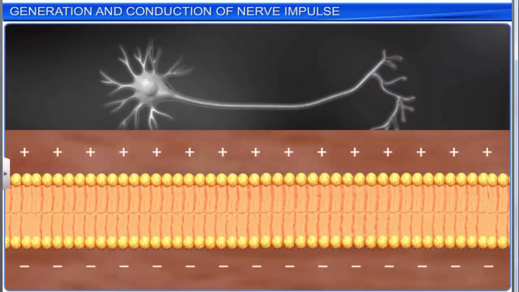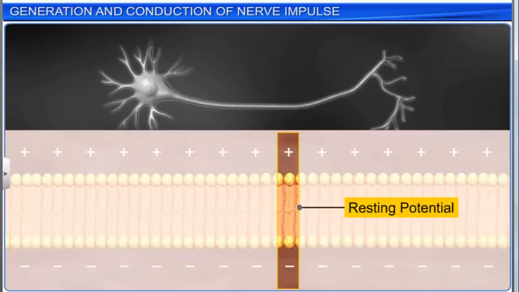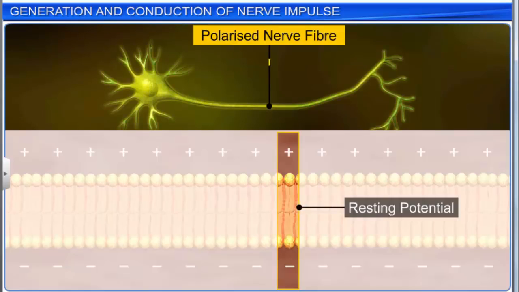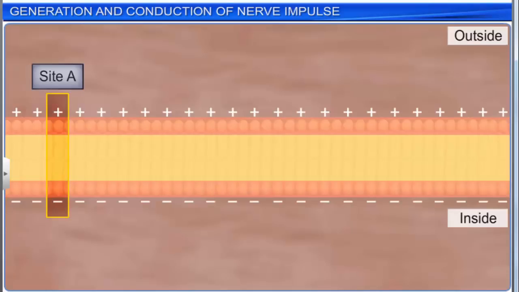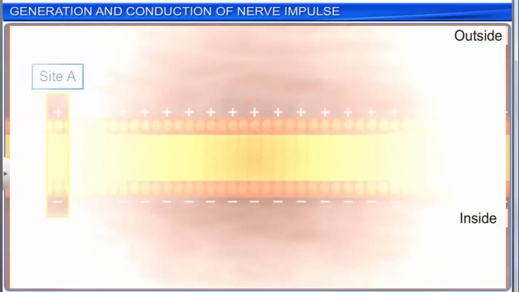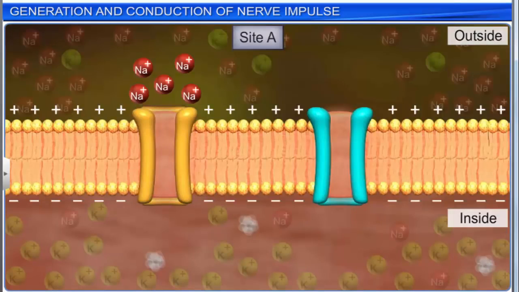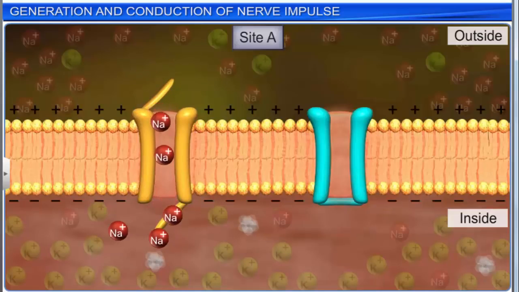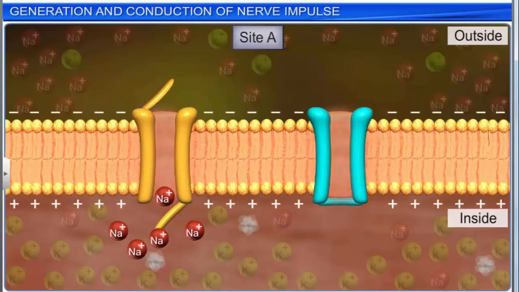This electrical potential difference across the membrane in an unexcited nerve fiber is called resting potential, and the neuron is called a polarized nerve fiber. When a stimulus is applied to a site, say A, on the polarized membrane, the sodium ion channels open and the membrane at the site becomes freely permeable to sodium ions. This leads to a rapid influx of sodium ions that reverses the polarity of the site.